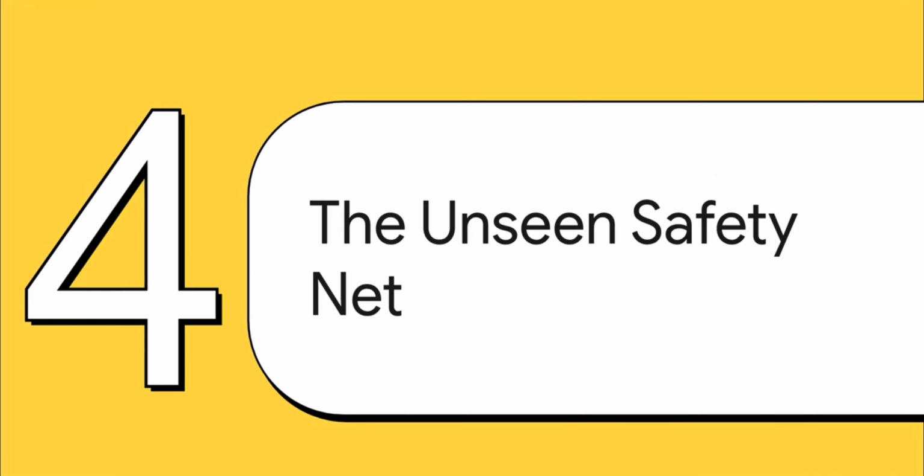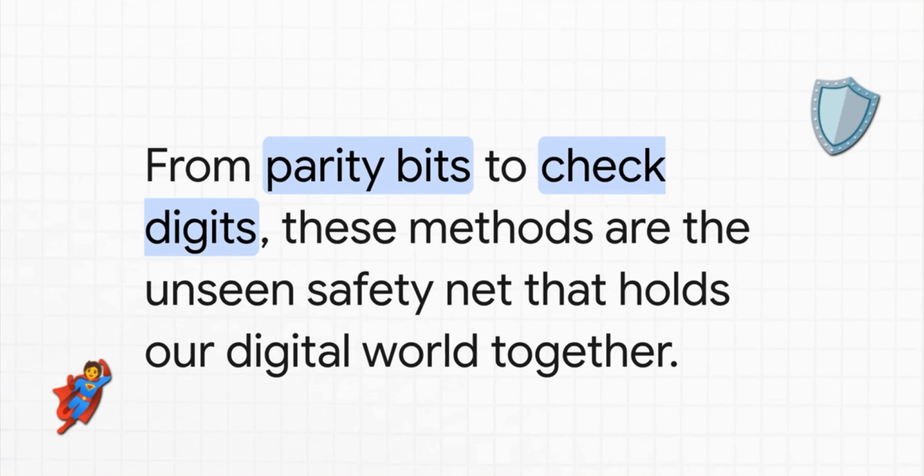Okay, so let's just step back for a second and look at the big picture here. What have we really been talking about this whole time? Well, when you think about it, we've gone from a simple single bit acting as a lookout to a clever grid that plays Battleship with errors, all the way to special formulas that guard our barcodes. All of these methods are part of this constant, unseen safety net that really truly holds our digital world together.